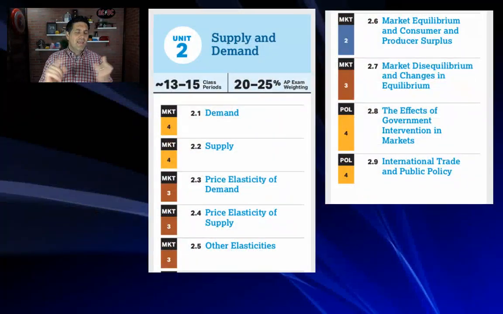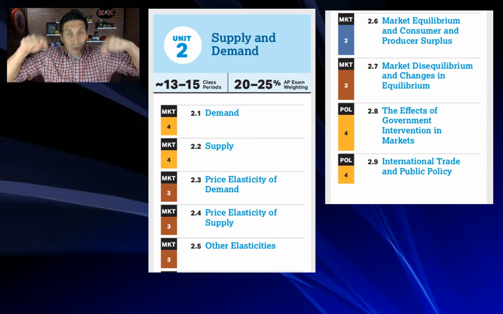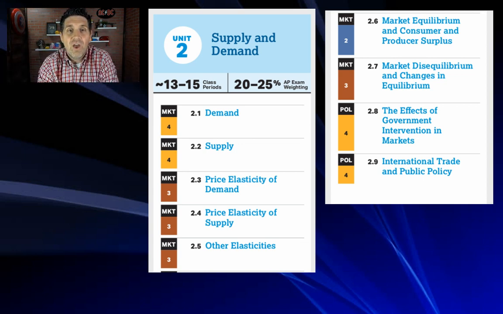Microeconomics Unit 2. Here's what I'm doing: the College Board AP Economics curriculum, which looks like this. We're talking about demand, supply, price elasticity of demand and supply, and then the cross price and income elasticity. Then we'll talk about equilibrium, disequilibrium, effects of tariffs and taxes and how the government gets involved, ceilings, floors, that stuff. And then end it off with international trade. So I'm going to cover all those concepts right here today in this video for Unit 2.